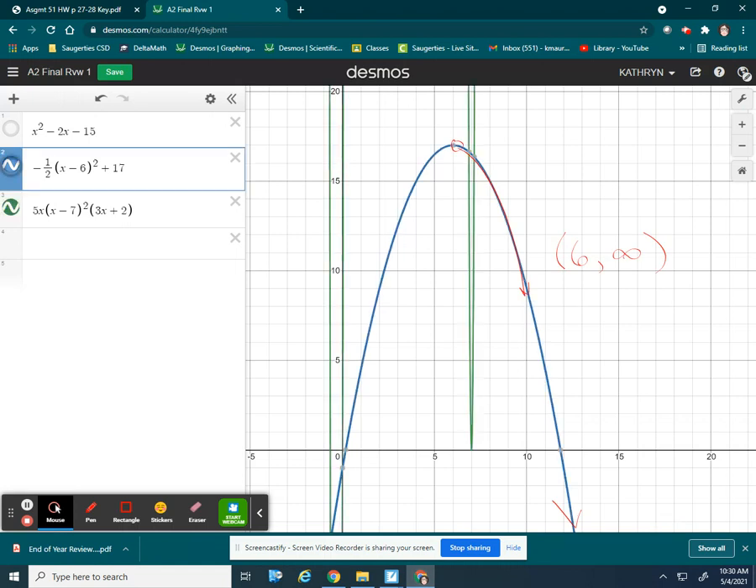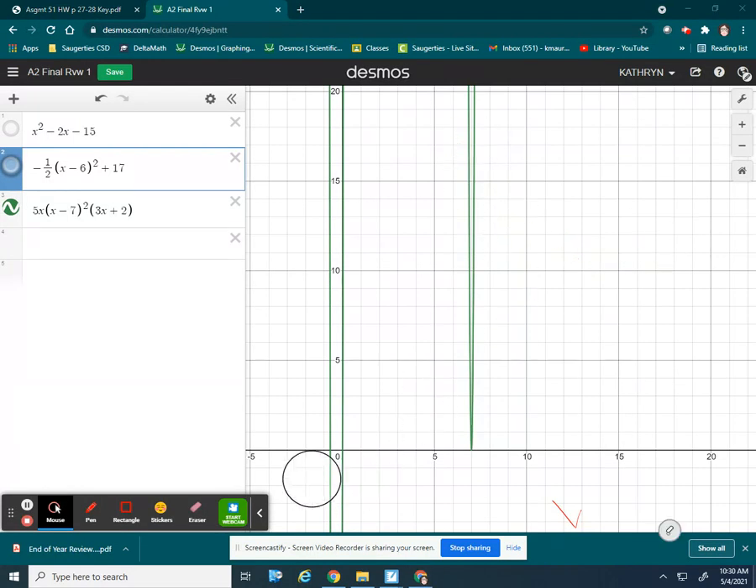But the problem is, I'll make that one go away. The graph is a little bit yucky. So there's a couple zeros here. It's hard to tell what they are, and we know because it's negative 2/3. And then you have that other one, which is 7.